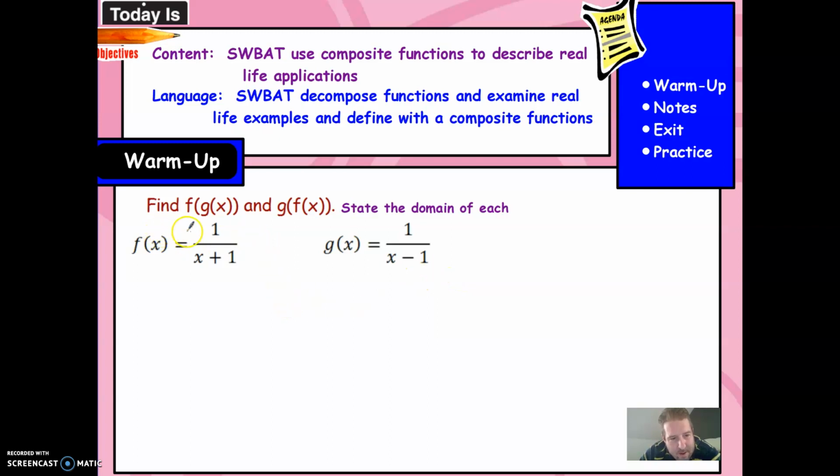Alright, so warm up. Find f of g of x and g of f of x. State the domain of each. Okay, so f of g of x, we'll start with that first. We're going to take this function and put it in right here, so that's 1 over x minus 1 plus 1.